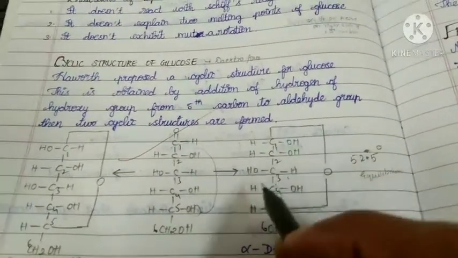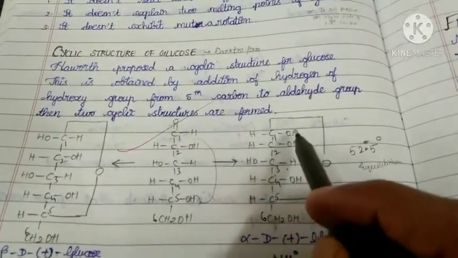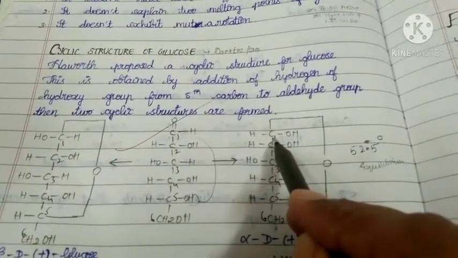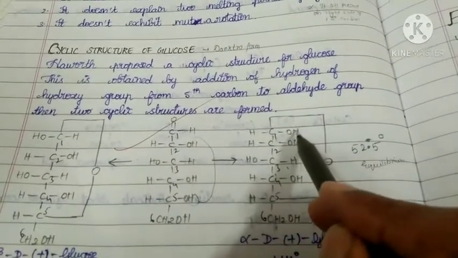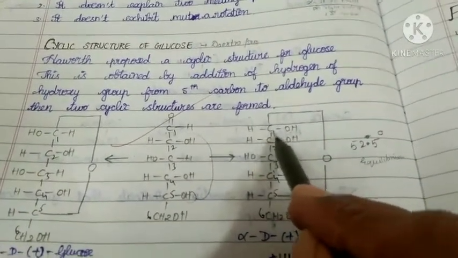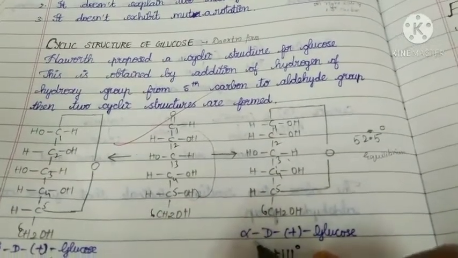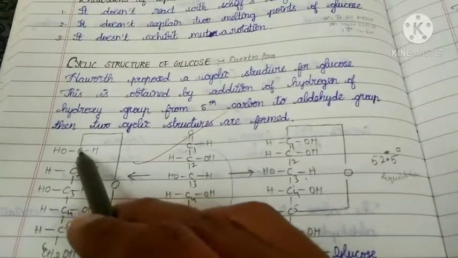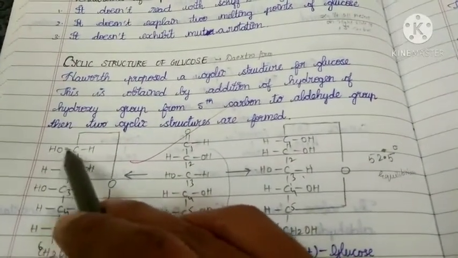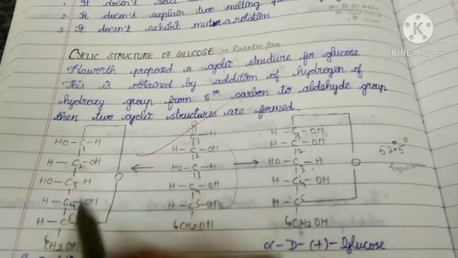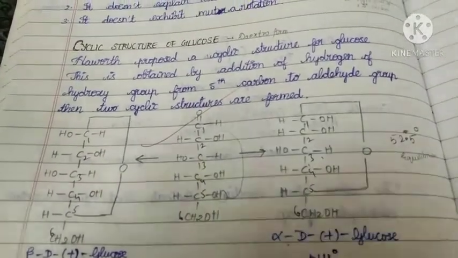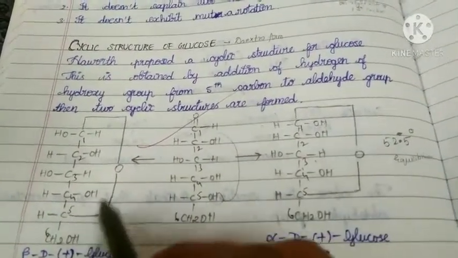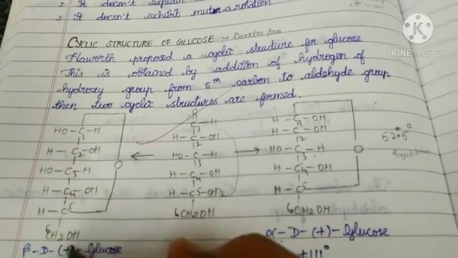In this cyclic structure, we have to note one point: if OH is present on the right side of the first chiral carbon, then that will be alpha. If the OH group is present on the left side of the first chiral carbon, then that will be beta. If OH is present on the right side of the chiral carbon, that will be alpha. If it is present on the left side of the chiral carbon, that will be beta.